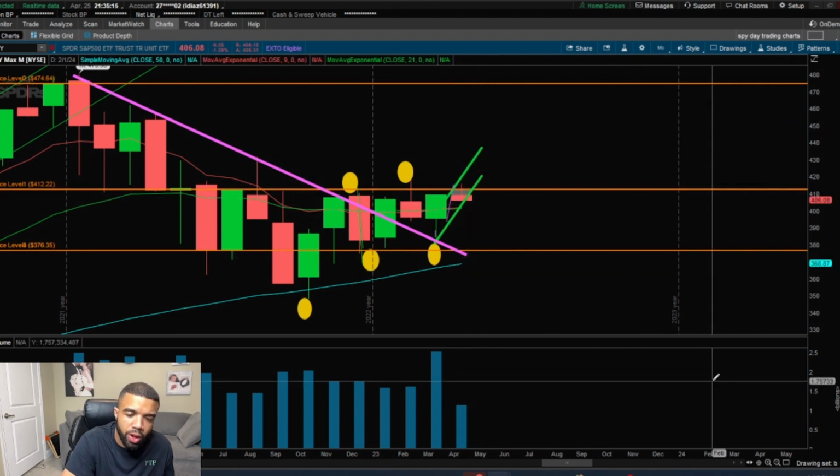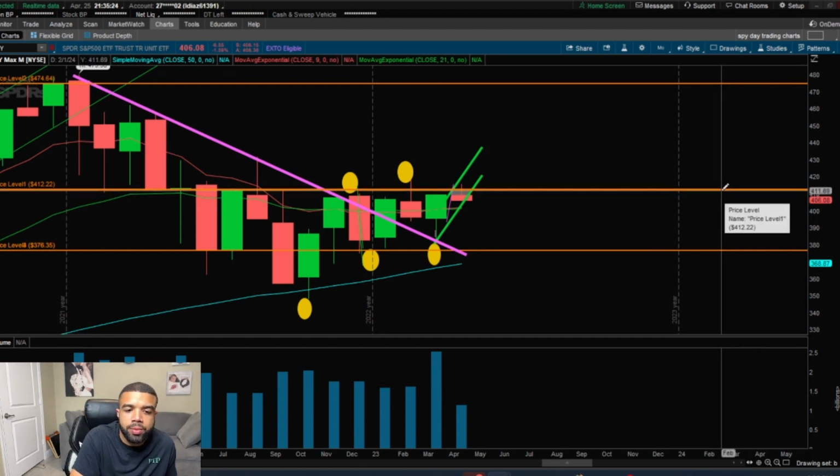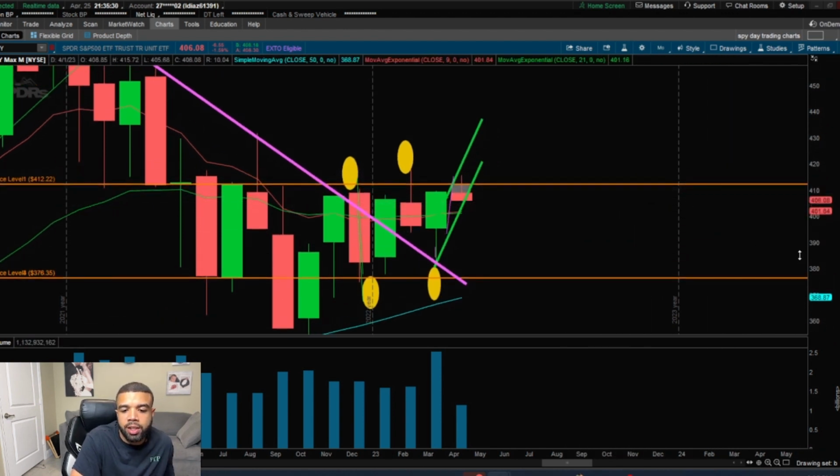So we're giving it 1 day to reclaim this bullish channel and to get above this 410 area. So this 410 area is pretty significant. And then the next area that we're looking at is 415.